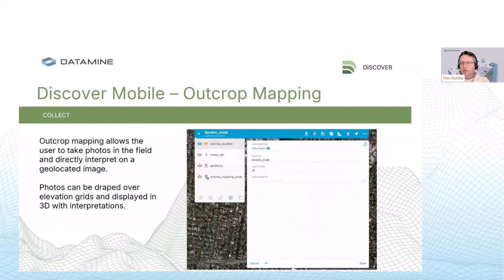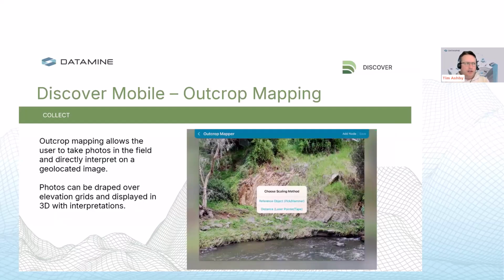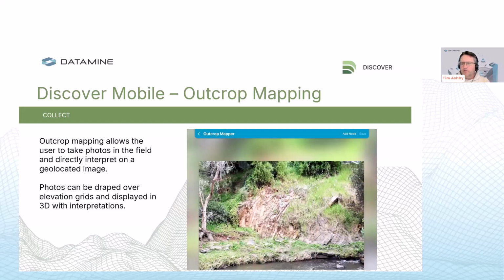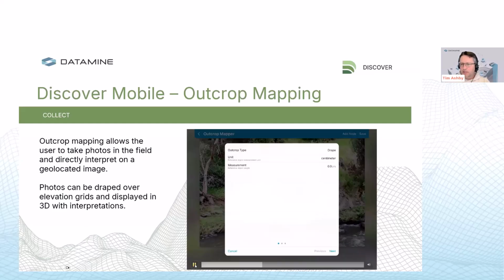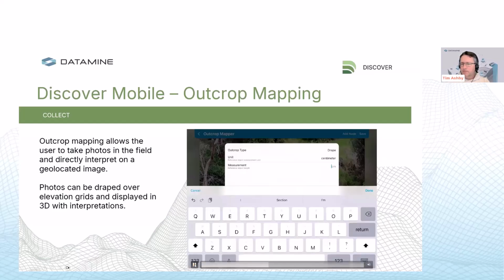Like in the past, you've been able to take photos, and then they're just photos associated with an attribute. What the outcrop mapper does is I take a photo, and now you can see here it's being scaled. The video is a little bit quick, but what we're doing here is I've taken a photo. I might line up a ruler or a G-pick or something like that, and then I'll be able to scale it. So I'll just keep playing.